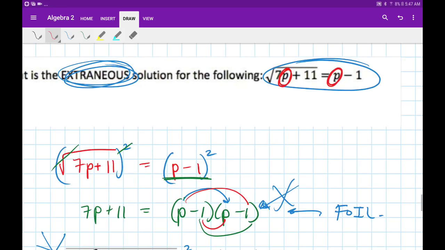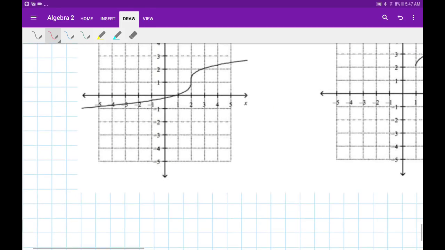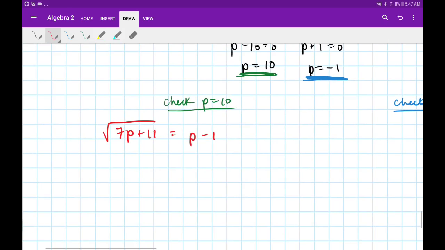Looks like, yeah, I got it. All right. So instead of p, I'm plugging in 10. So that's going to be 7 times 10. And then instead of p, again, we're writing 10 instead. So the right side simplifies to 9.